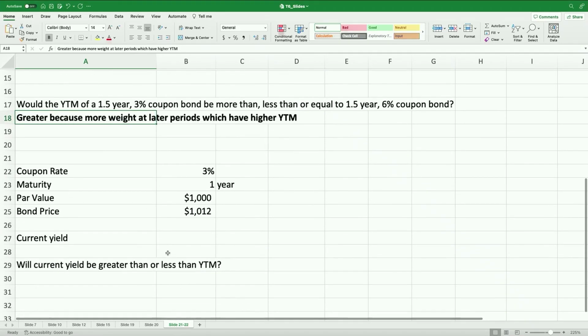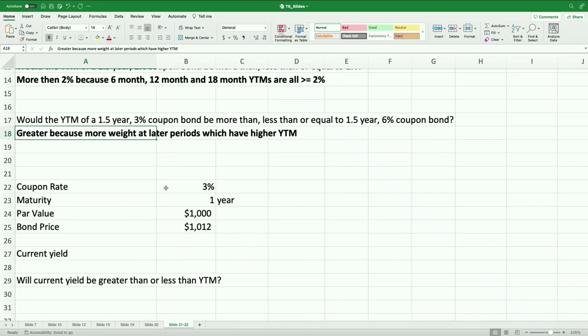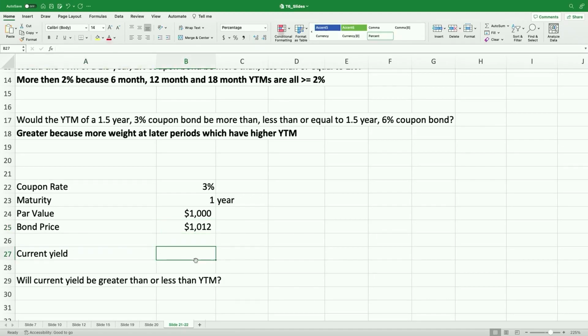Good. All right, last question. So we're given the following bond. It has a coupon rate of 3%, matures in 1 year, has a par value of 1,000, and the bond price is 1,012. Okay. And we're asked first to calculate the current yield. So remind yourself what the current yield is. This is just a definition. The current yield is the cash flow you're going to receive in the next year. That goes in the numerator. And then in the denominator goes the bond price.